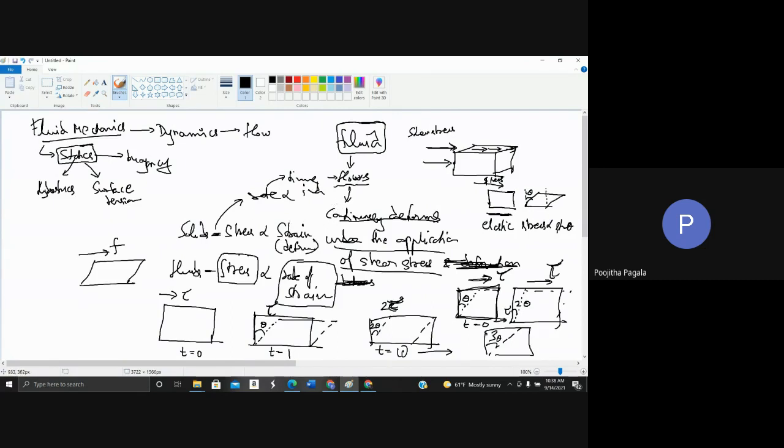Is this understood? These two are very important relations. Yes, Anna. I hope all of this is clear to everyone, the difference between a solid and a fluid. Okay. Yes, Anna.